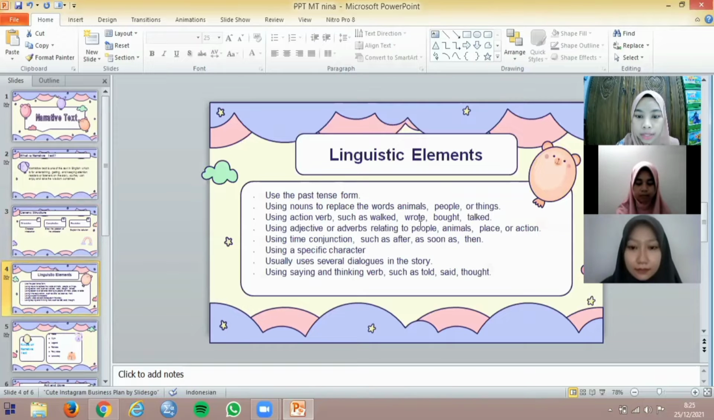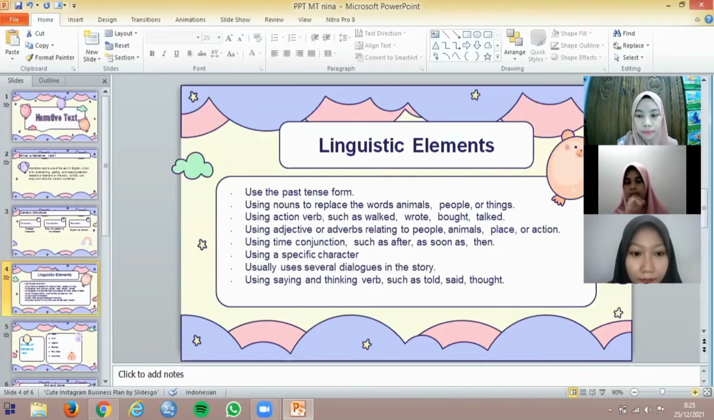So the next is about linguistic elements. Please, Lydia, can you read this? Yes, Miss. So the linguistic elements: first, use the past tense form, and then using nouns to replace the words animals, people, or things, using action verbs such as walk, wrote, and talk, using adjectives and adverbs relating to people, animals, place, or action. Then using time conjunctions such as after, as soon as, then. Using a specific character, then usually uses several dialogues in the story, and the last is using saying and thinking verbs such as told, said, and thought.